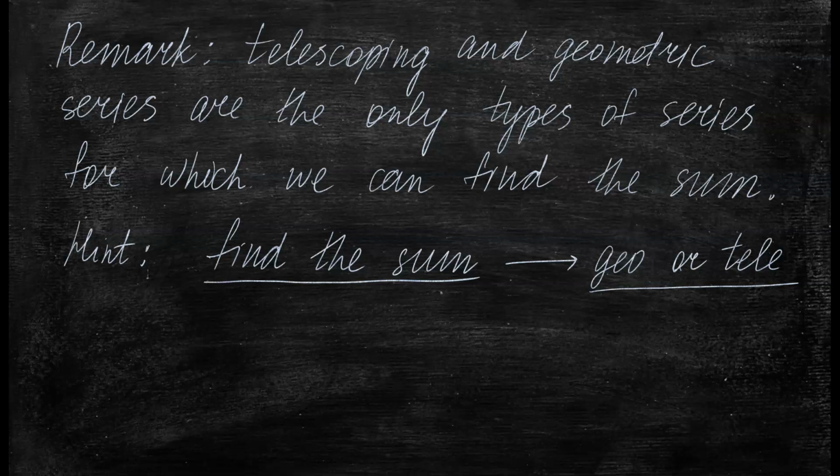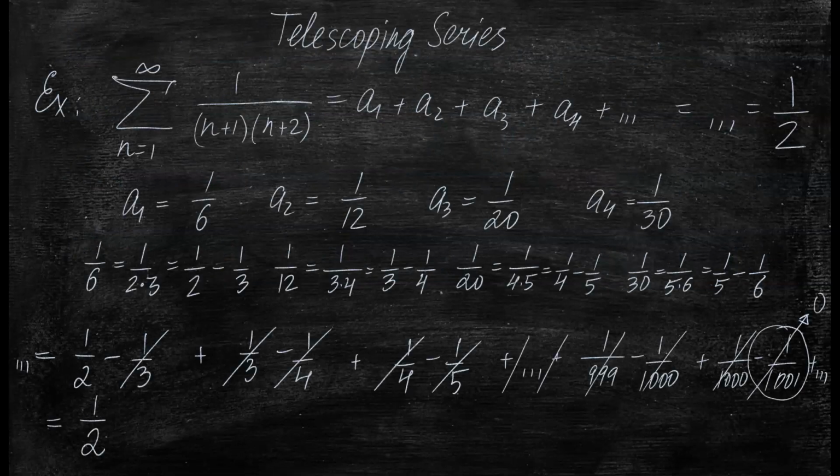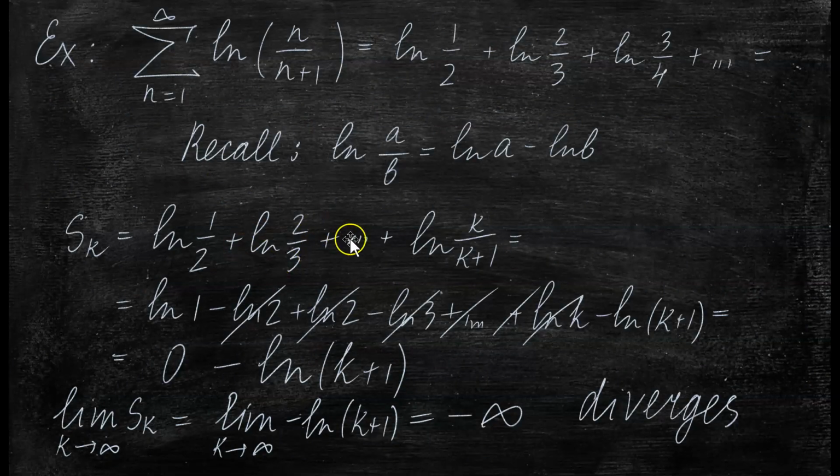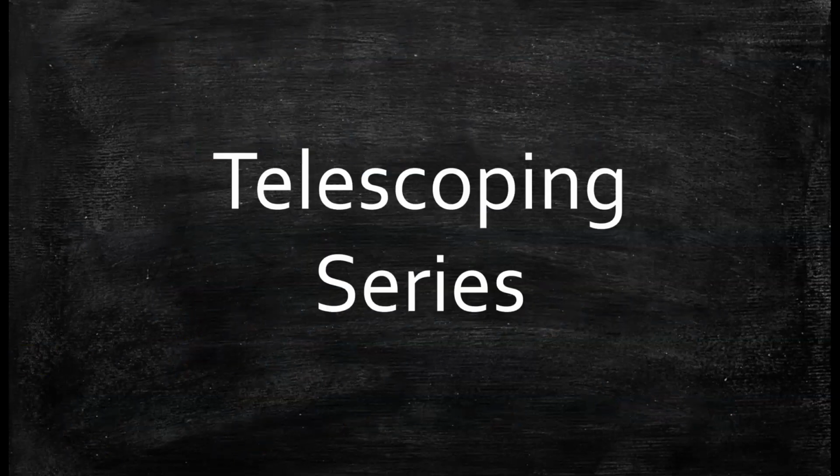So this concludes the introduction to telescoping series. The only thing that you need to know here is that there are a few distinct patterns that you should be able to identify and perform this process of telescoping, meaning finding the expression for the partial sum and then finding its limit.